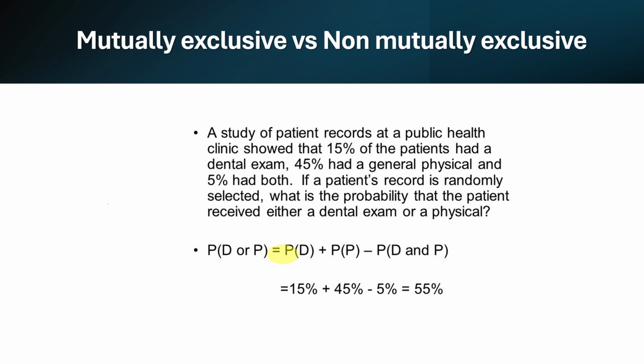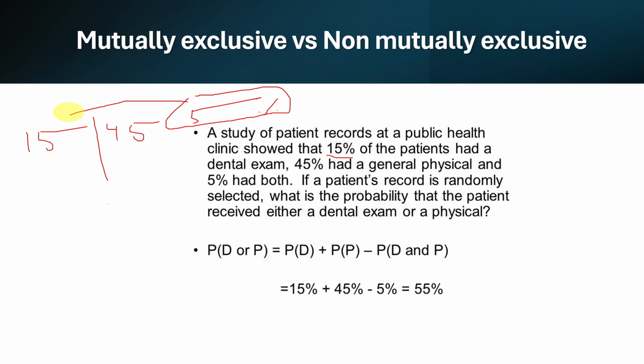Now, let's do another example. A study of patient records at a public health clinic showed that 15% of patients had a dental exam, 45% had a physical, and 5% had both. So now we have three figures: 15, 45, and 5. The first two are separate figures, but this 5% is included in both of them. So this 5% had both.